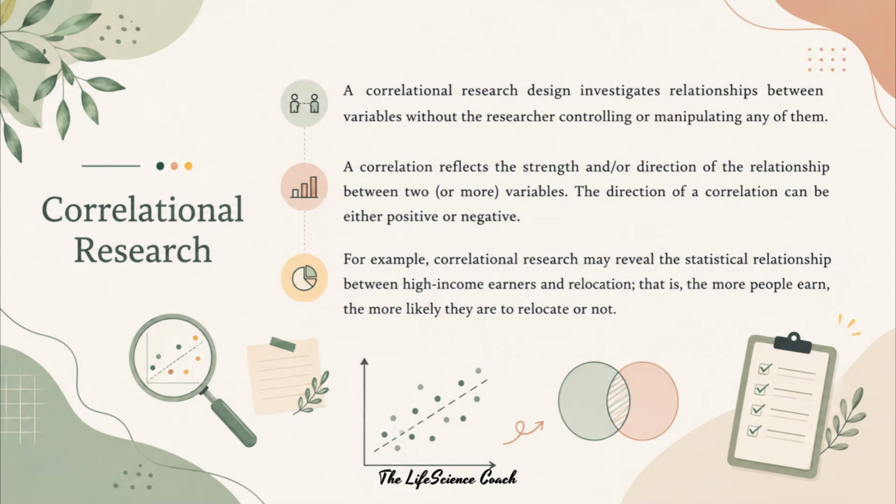A correlation shows both the strength and the direction of a relationship between variables. The relationship can be positive or negative. A positive correlation means that when one variable increases, the other also increases. For example, the more hours students study, the higher their marks may become.